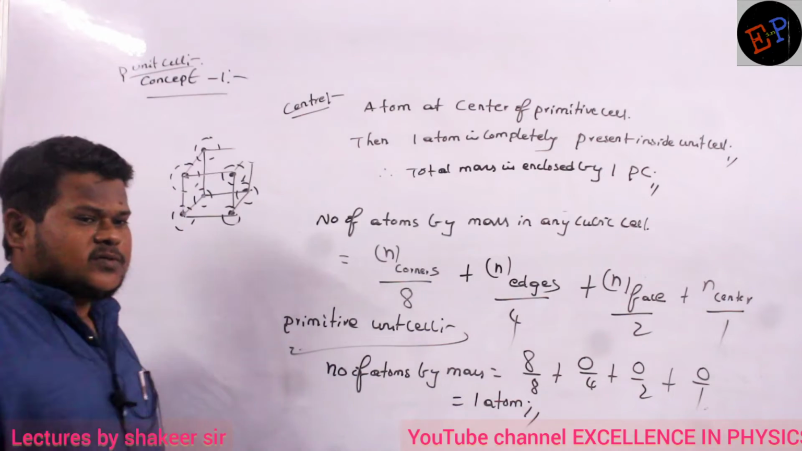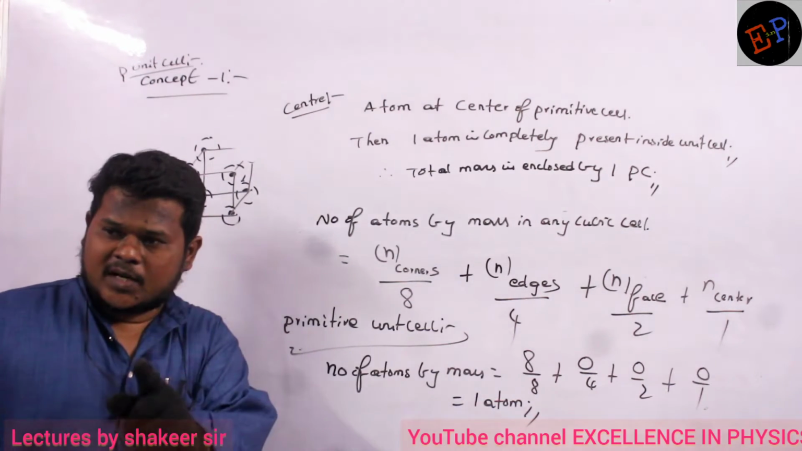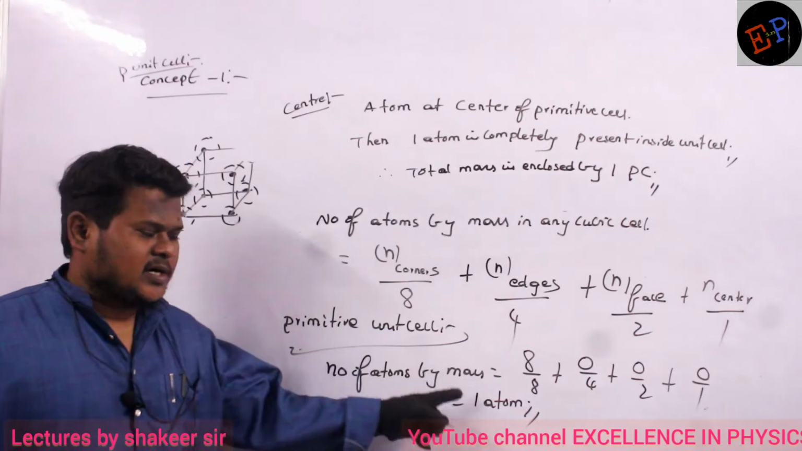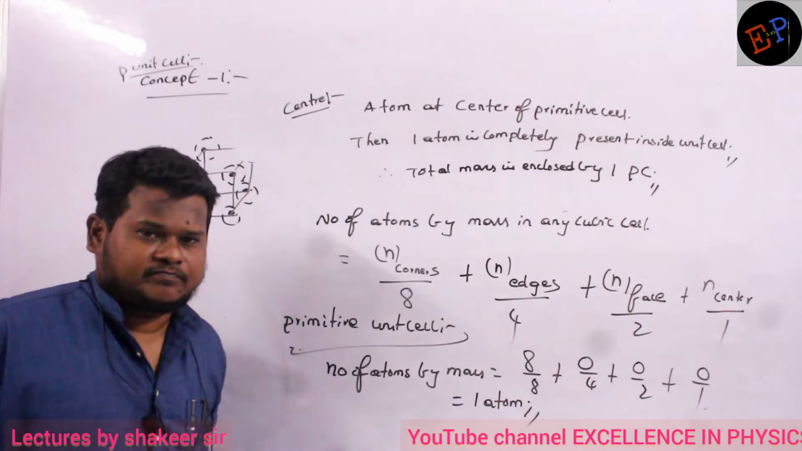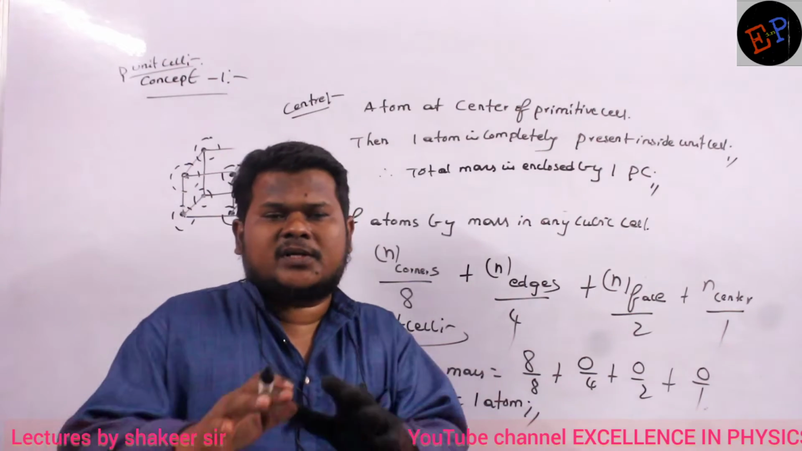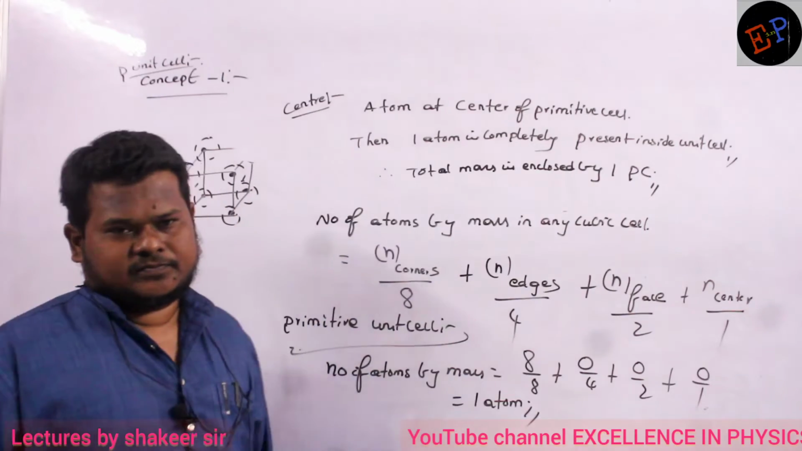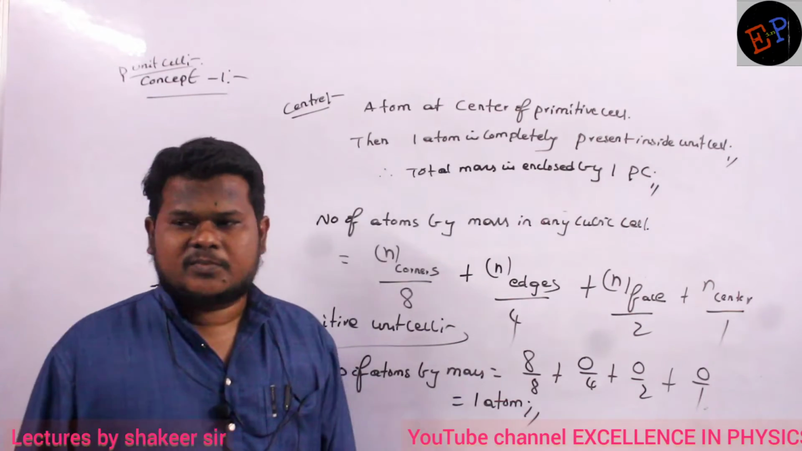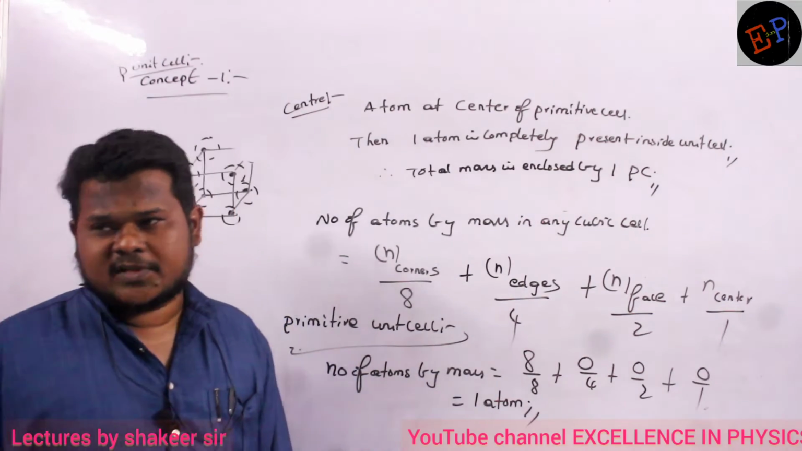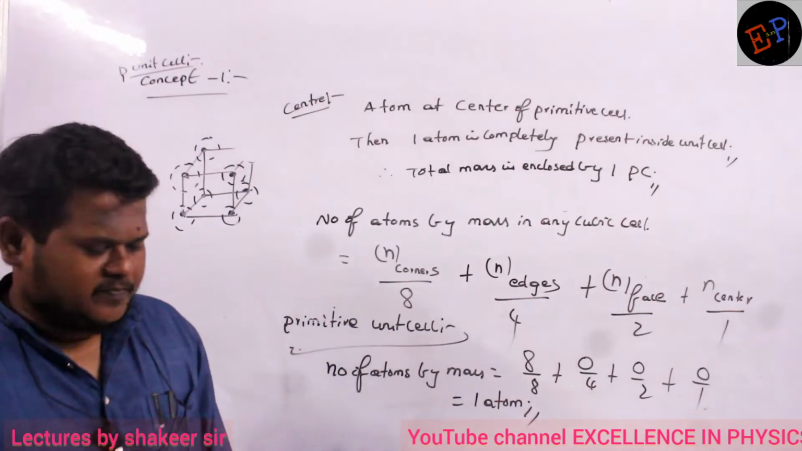Understood ma? So therefore, a primitive unit cell will cover only 1 atom by mass inside its volume. Actually it is enclosing partially 8 atoms, but by mass ratio it is enclosing only 1 atom. Okay ma? So this is the most important discussion in the number of atoms enclosed by any kind of primitive cell. For any cell, you can use this same formula. Are you able to understand? That's it. Okay.